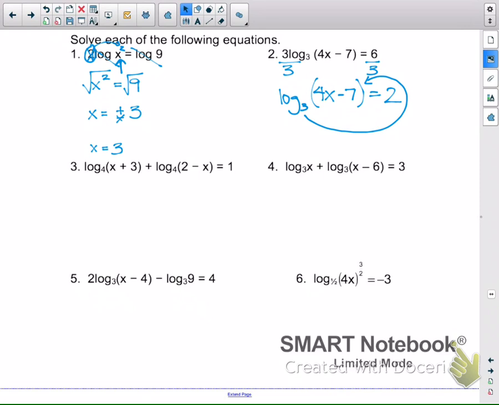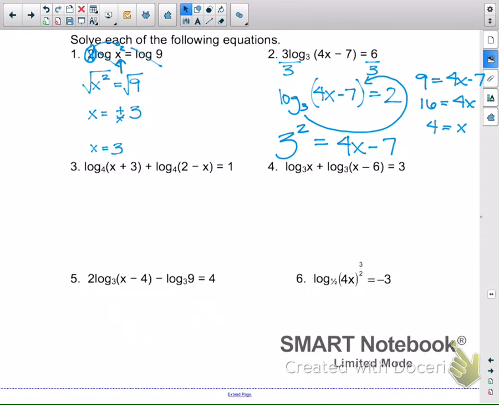If I rewrote this in exponential form, it would be 3 to the second power equals 4x minus 7. Is this something we are then able to solve? Yes, it is. What is 3 squared? 9, and from there it becomes a very easy solving process. All I have to do is add 7 to both sides and divide by 4.